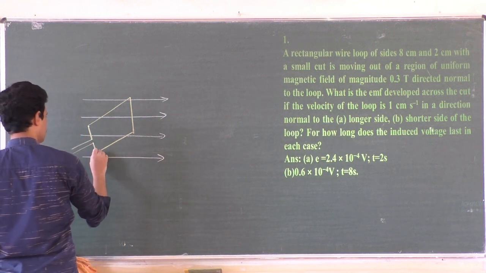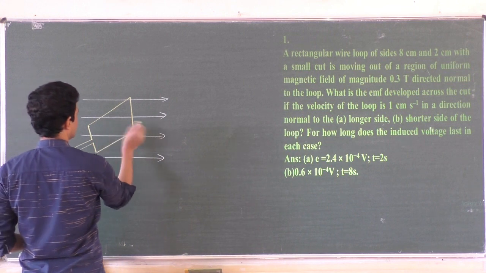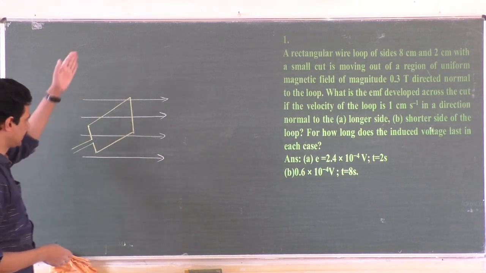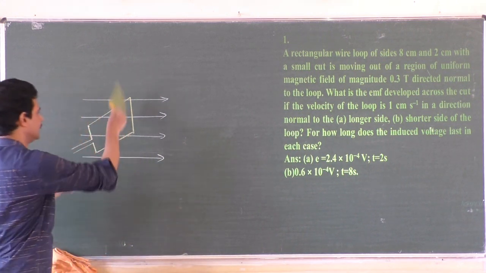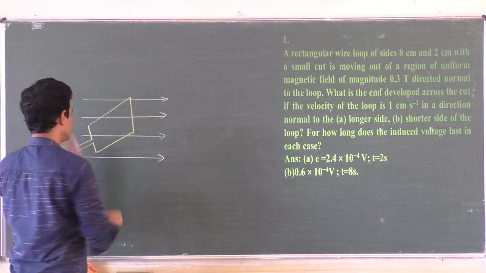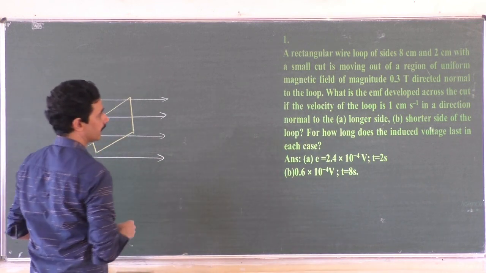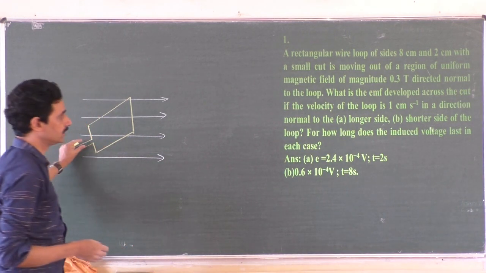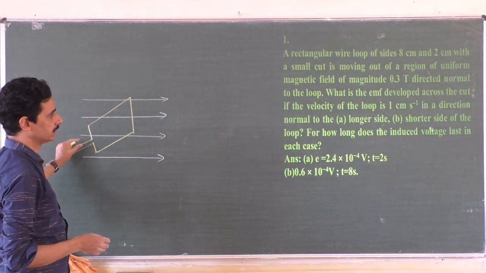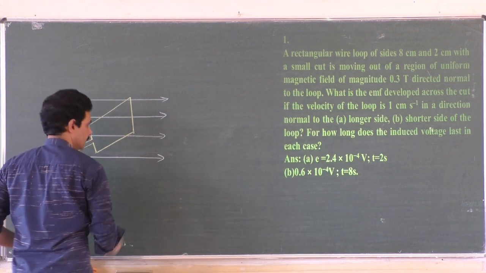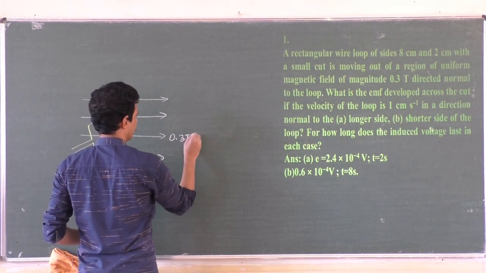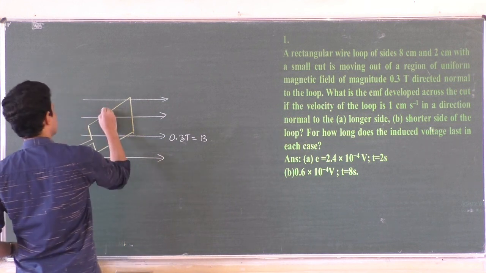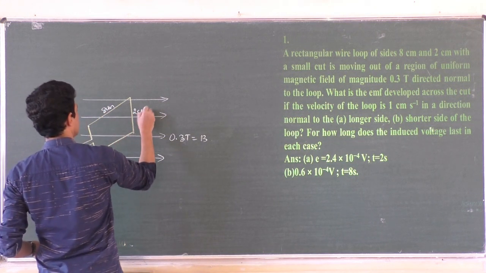It is taken in and out, and the magnetic field lines are passing normal to the coil. Hope you can understand it. It is actually like this, right? And velocity, it is introduced, right? A rectangular loop of sides 8 cm and 2 cm with a small cut is here, right? With a small cut, in a region directed 0.3 Tesla B, 8 cm, 2 cm.